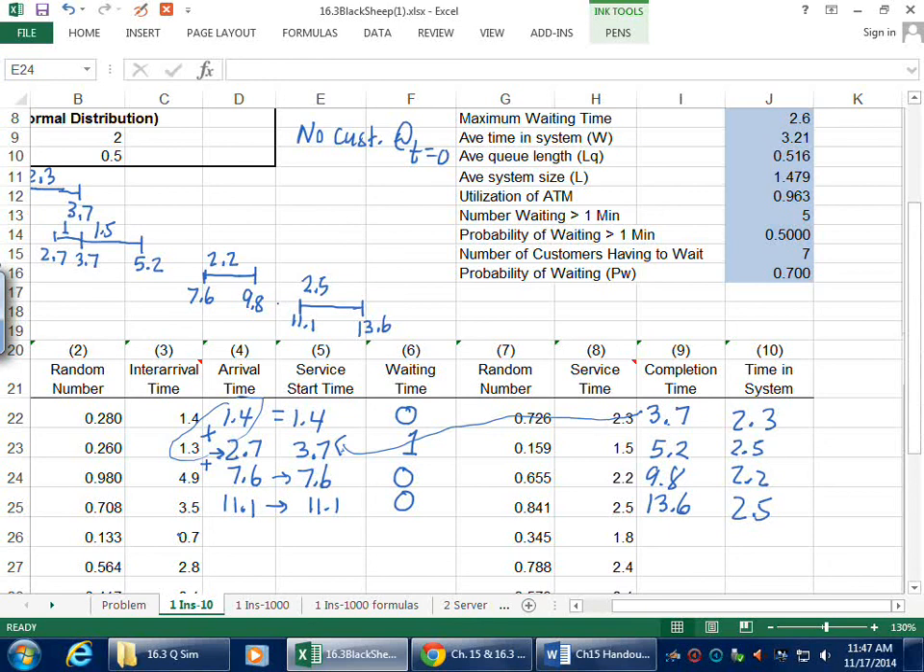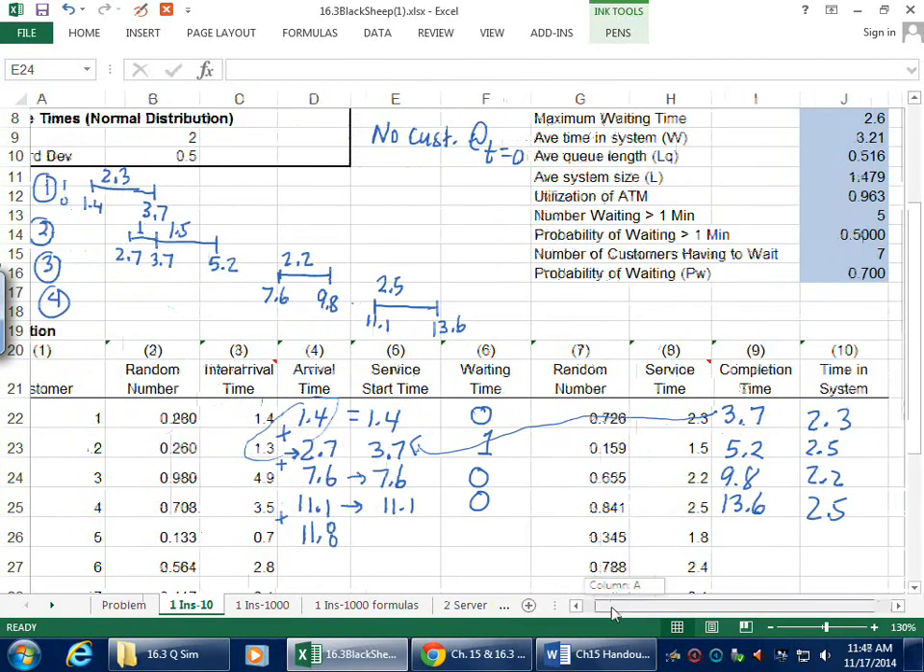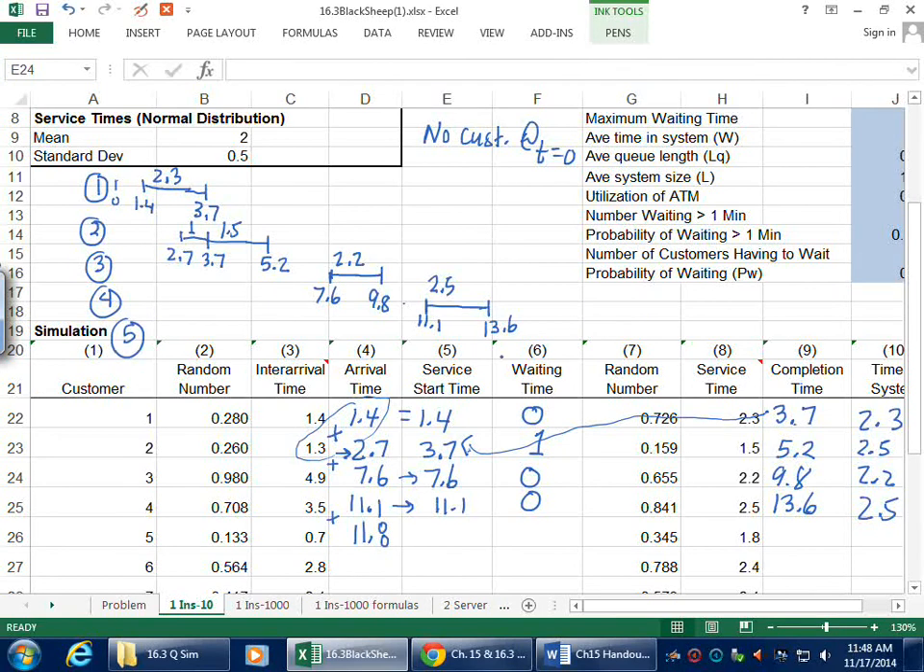Okay, now number 5 comes. There's really a short time between number 4 and number 5, only 0.7 minute after number 4. So 11.1 plus 0.7 is 11.8. Number 5, 11.8 is about here. Sorry, sloppy. So that's 11.8 right there, and so that one has to wait. Until when?